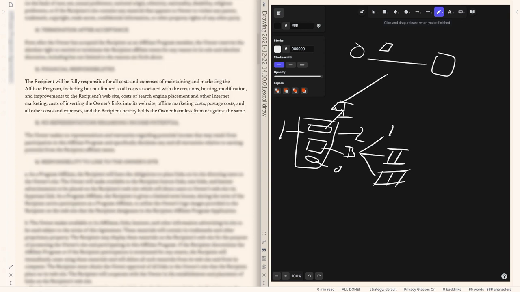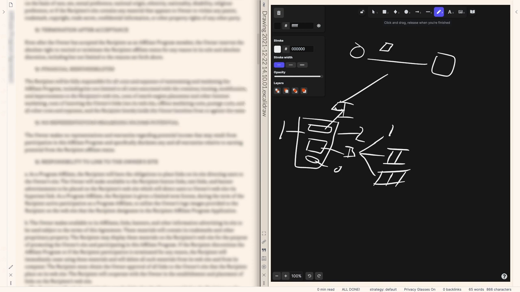See, the recipient, so the person here, is fully responsible for all the costs and expenses of maintaining and marketing the affiliate program. That's something you need to be clear about. It's not that you're going to sponsor them or help them get money in order to promote the thing. That's not the purpose of the affiliate program. Keep that in mind. So technically, this is how it works.